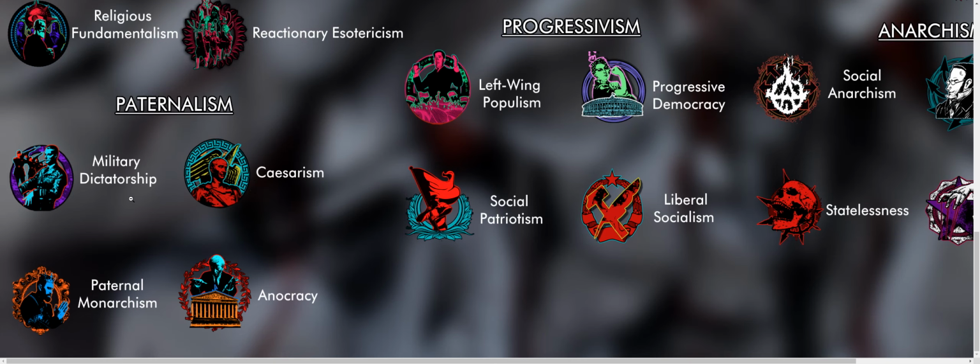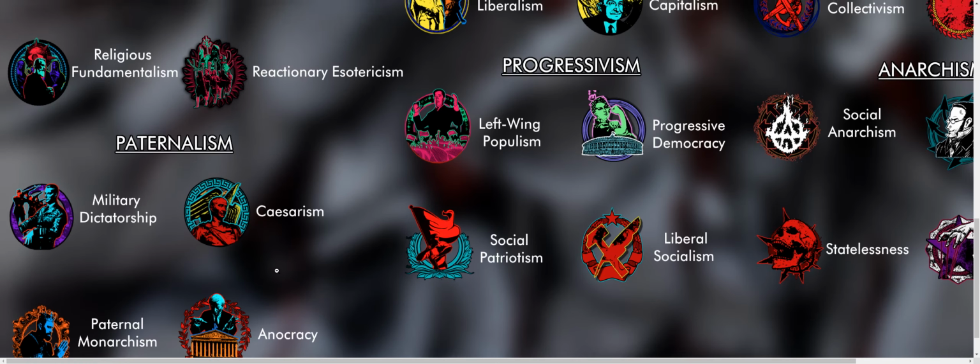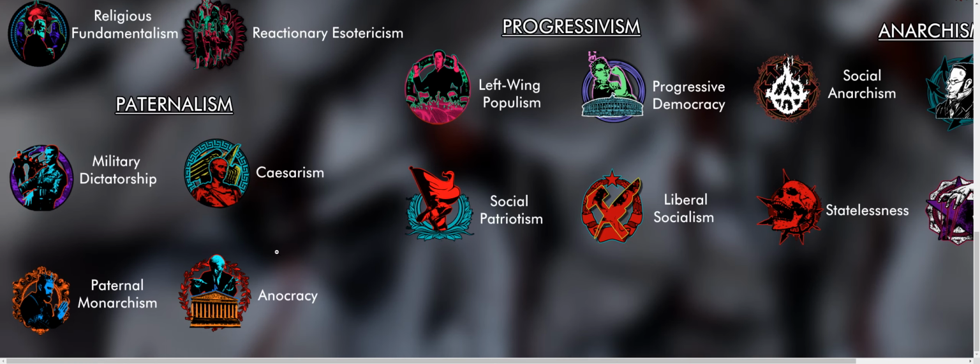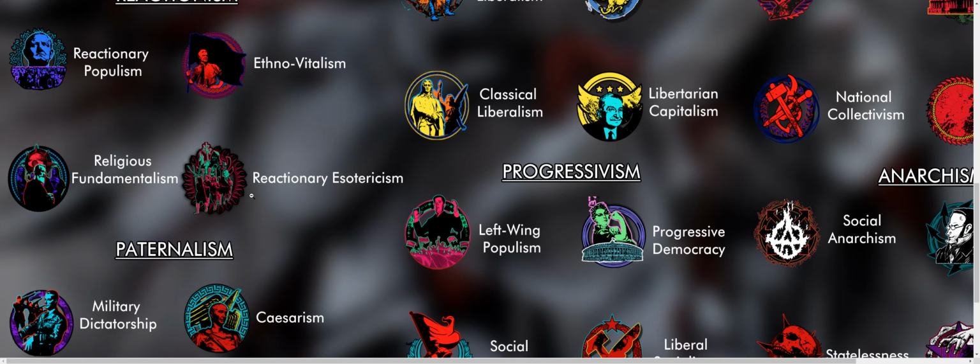And Kaiserism, military dictatorship, paternal monarchism. It's basically paternalism, like right-wing authoritarianism. It's not like hard far right. It's more like we lean quite a bit right, but we don't really do some of the weird stuff we've got going on over here.